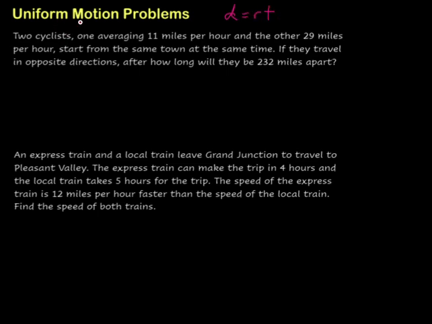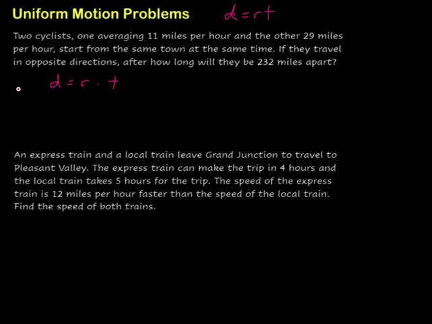First of all, uniform motion problems often deal with the distance formula. Remember, distance equals rate times time. And if we use this to help organize our information, that can really set us off on a good path to figure out what's going on with these. So we've got two cyclists. Let's go ahead and start setting up our distance equals rate times time.